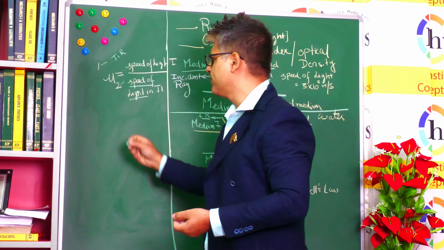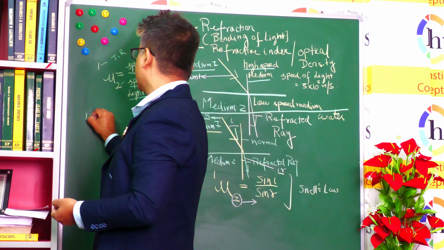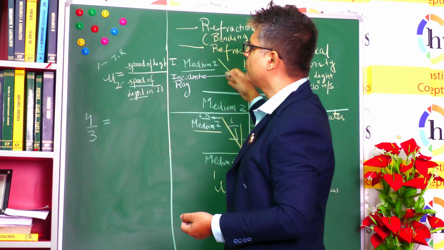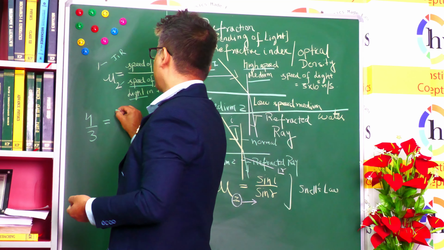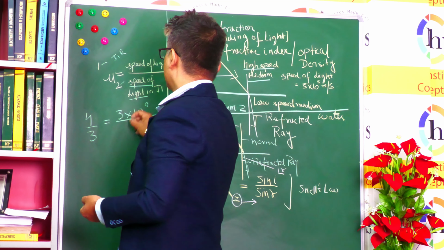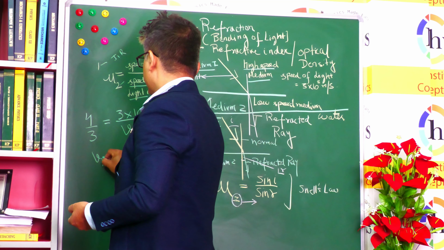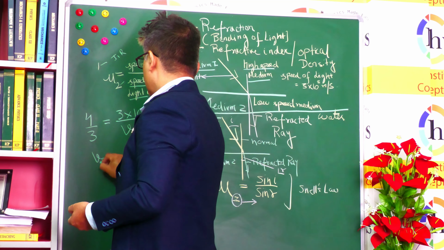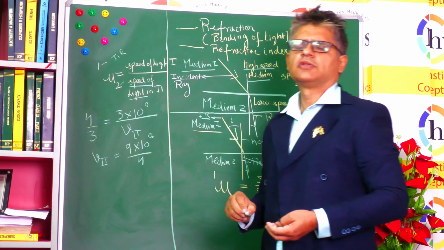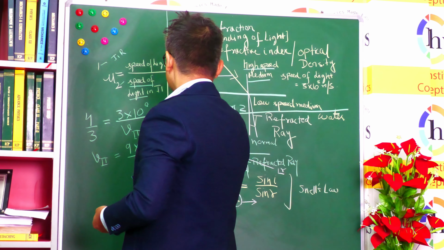Okay, so for example, if the refractive index of 2 with respect to 1 is 4 by 3, and you know the speed of light in medium 1 is given to be, for example, it's vacuum we took, 3 into 10 raised to power 8, and we want to find the speed of light in medium 2, we will write this as V2 is equal to 9 into 10 raised to power 8 divided by 4. Okay, this is the way you're going to write this. Meter per second, obviously.